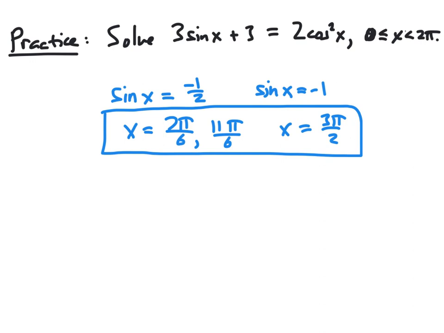So when the cosine squared of x is replaced by 1 minus sine squared of x, and the equation is simplified and factored, the resulting pair of basic trig equations should be sine x equals negative 1/2, which has solutions of 7 pi over 6 and 11 pi over 6 between 0 and 2 pi, and the equation sine x equals negative 1, which has the solution of 3 pi over 2. And so our three solutions to this equation should be 7 pi over 6, 11 pi over 6, and 3 pi over 2.